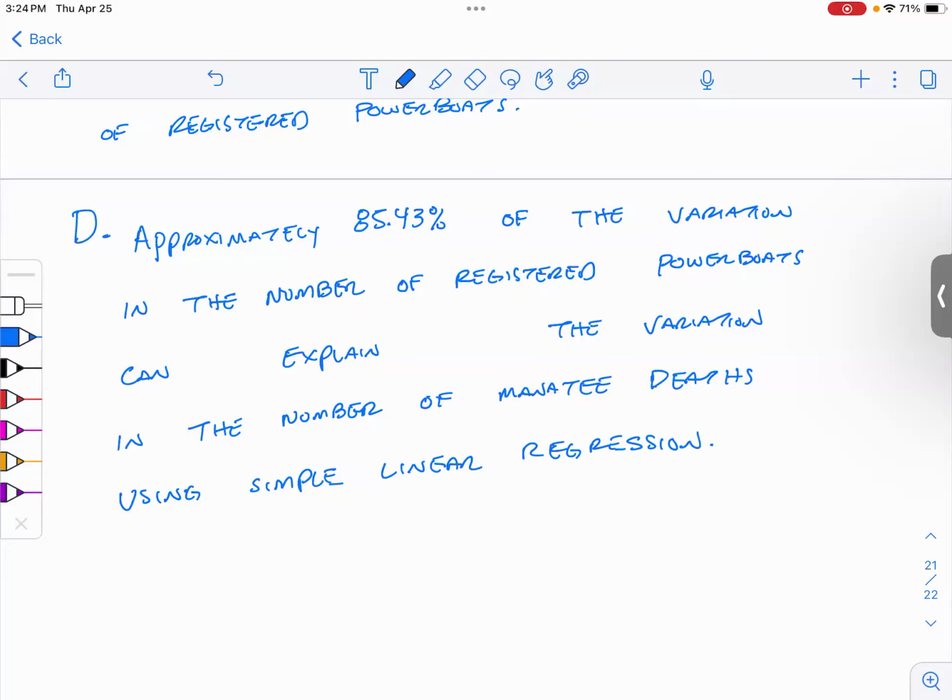So approximately 85.43% of the variation in the number of registered powerboats can explain the variation in the number of manatee deaths using simple linear regression. All right, so X and Y, the relationship between them. The important word here is variation. This is an explanation of spread.